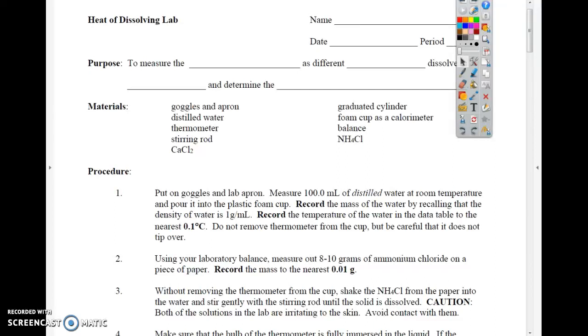This is the pre-lab video for the heat of dissolving lab. Now experimentally this lab is very straightforward and pretty easy. So at the top of this page where it says purpose, the purpose is to measure the temperature as different solids dissolve in water and determine the molar heat.